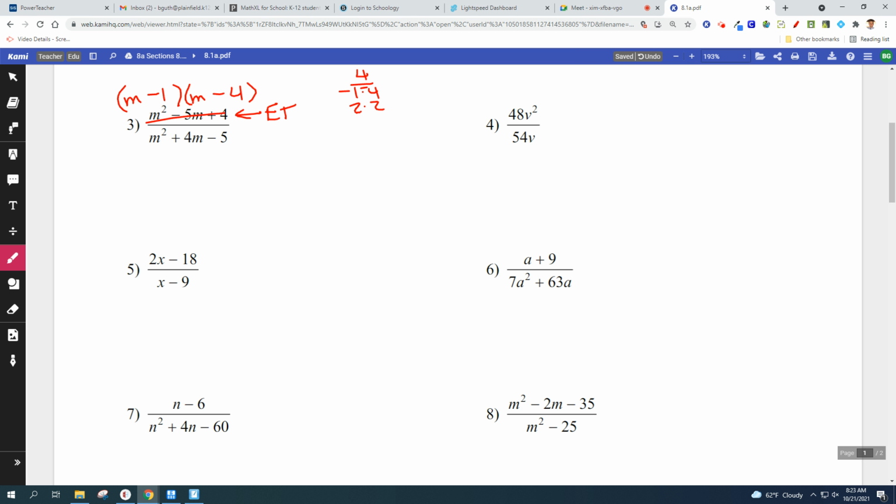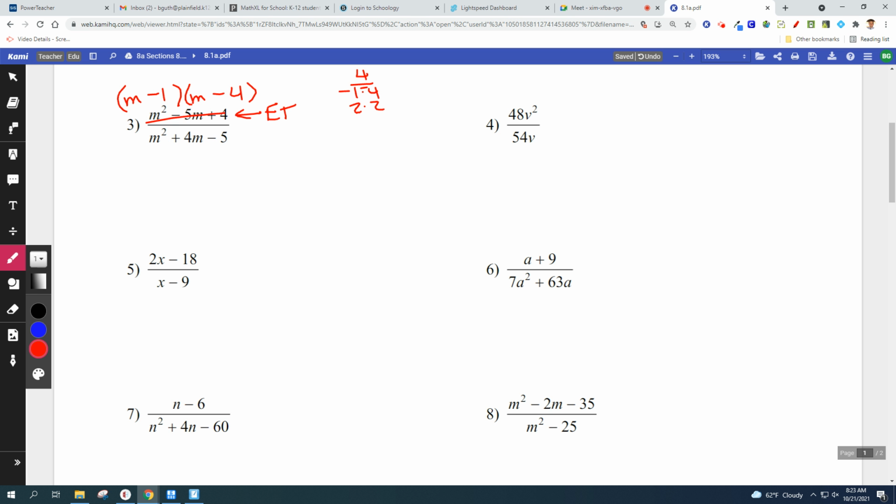So I just took the top, and what I wrote down there is the same thing as the top. It's just in factored form now. And the advantage is I can cancel my factors. I can't cancel the m squared, but I could cancel an m minus 1 maybe. So now let's look at the bottom. The bottom, we're going to do the same thing.